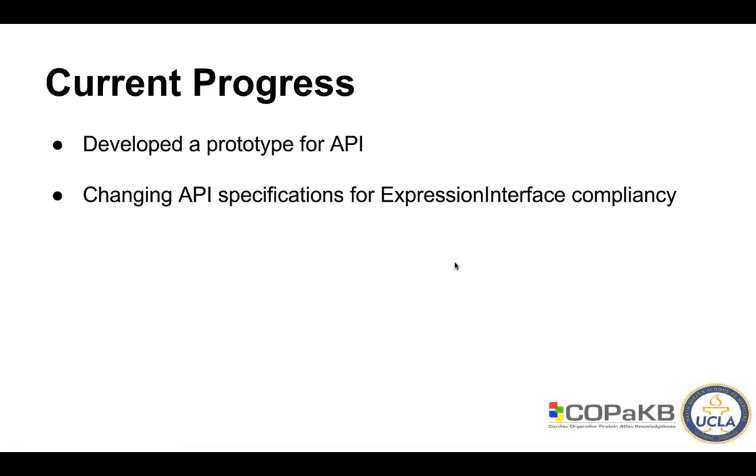So overall, our current progress: we've developed a prototype for the API, but we're looking to change the API specifications to be more compliant for the expression interface, and we're also restructuring the backend for our API to speed up our performance. So thank you for listening. I'll be happy to take any questions that you may have.